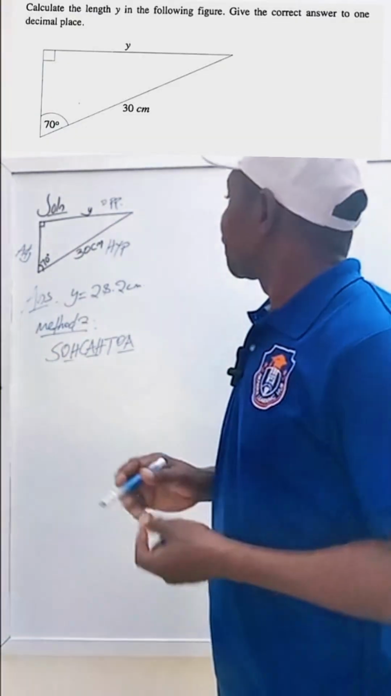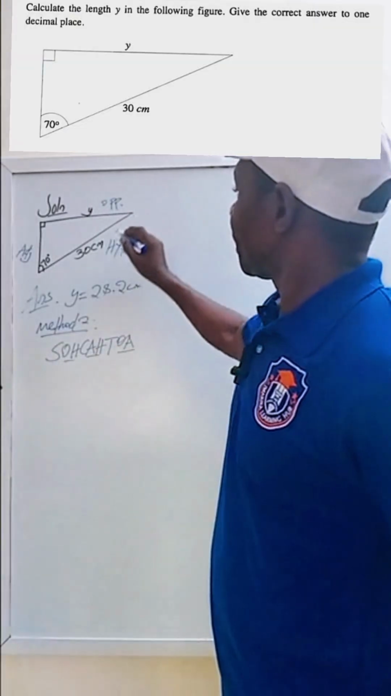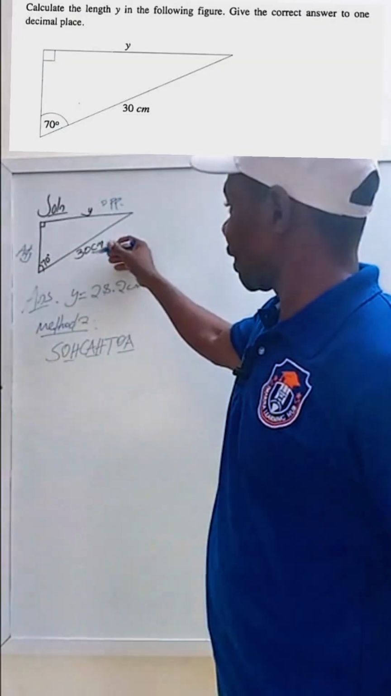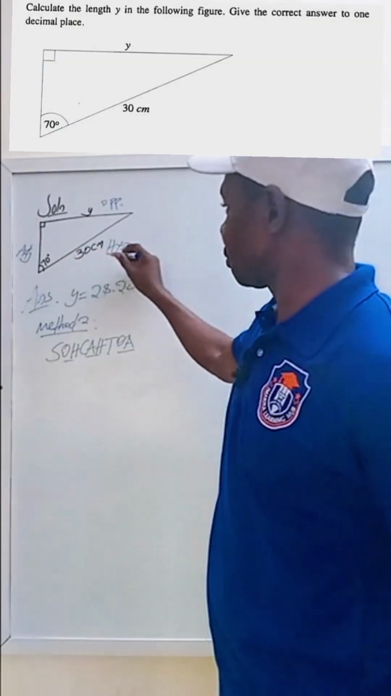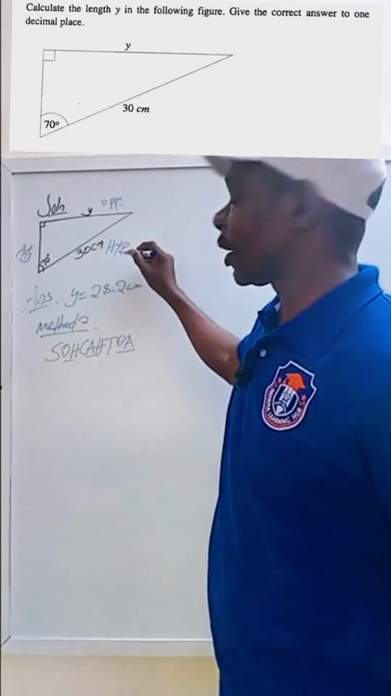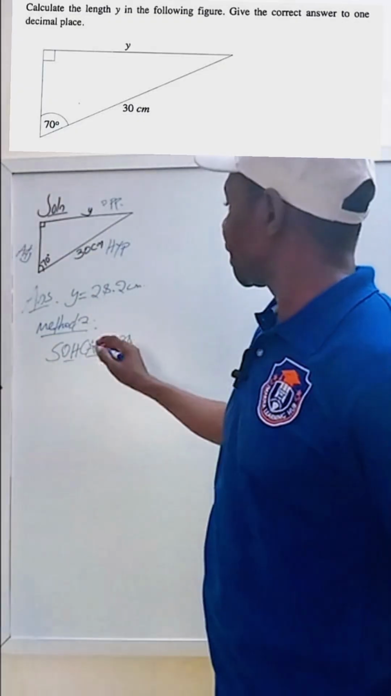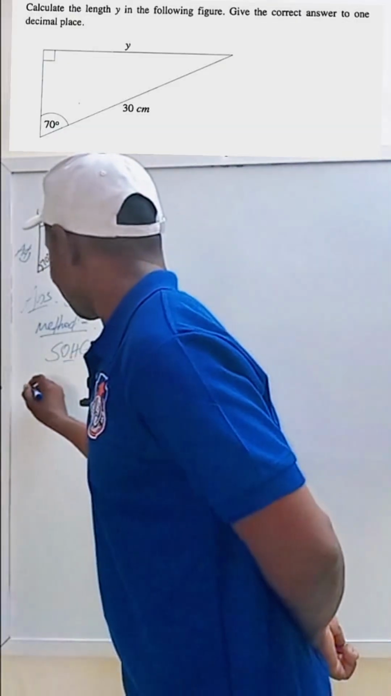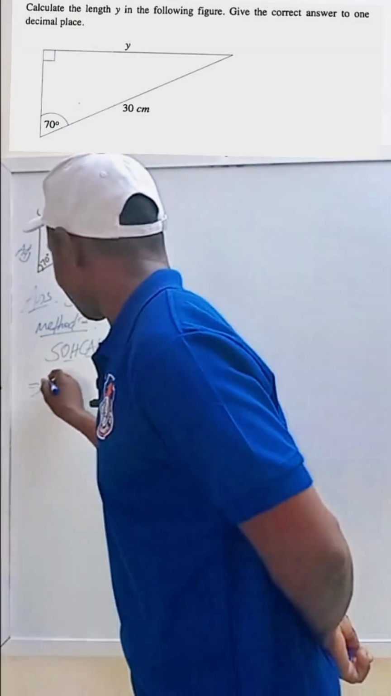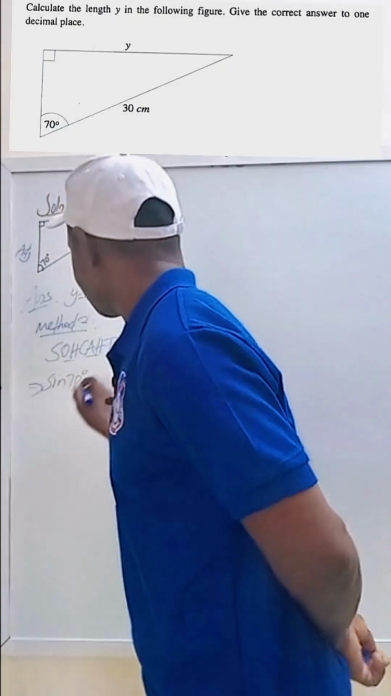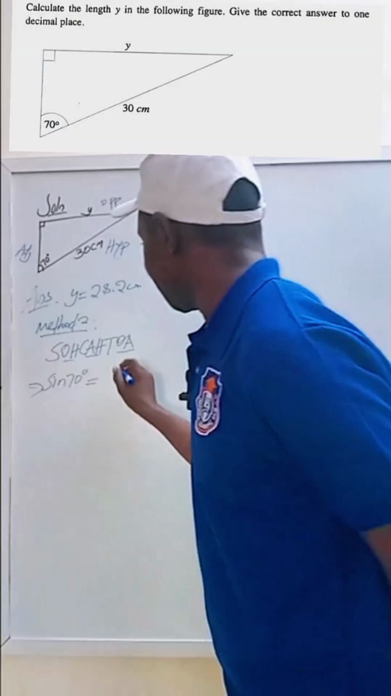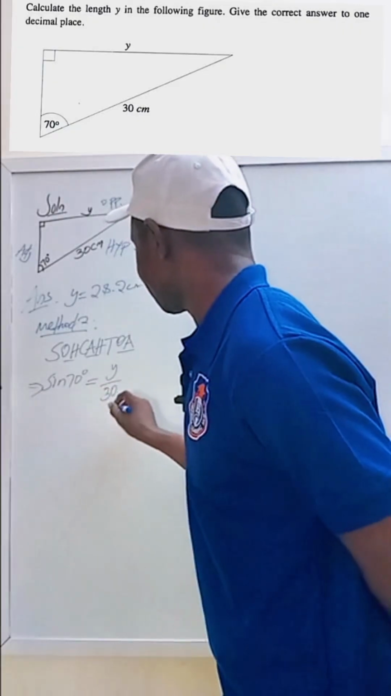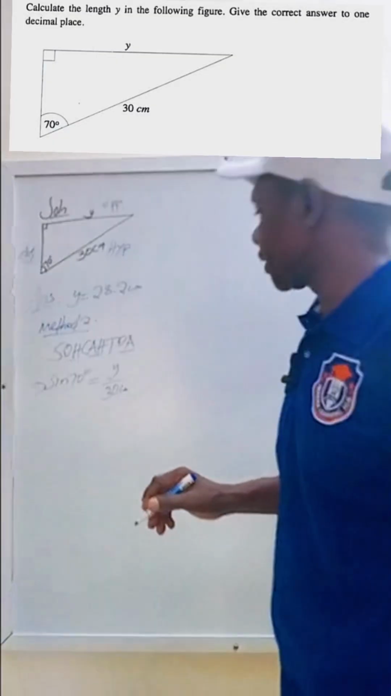You will realize that this question involves these two sides, because we are asked to solve for y, and we have 30 on this side and that angle. So we need a trig ratio which involves the opposite side and the hypotenuse, and that is sine. So sine of 70 degrees will be equal to the opposite side, which is y, divided by the hypotenuse, which is 30 centimeters.